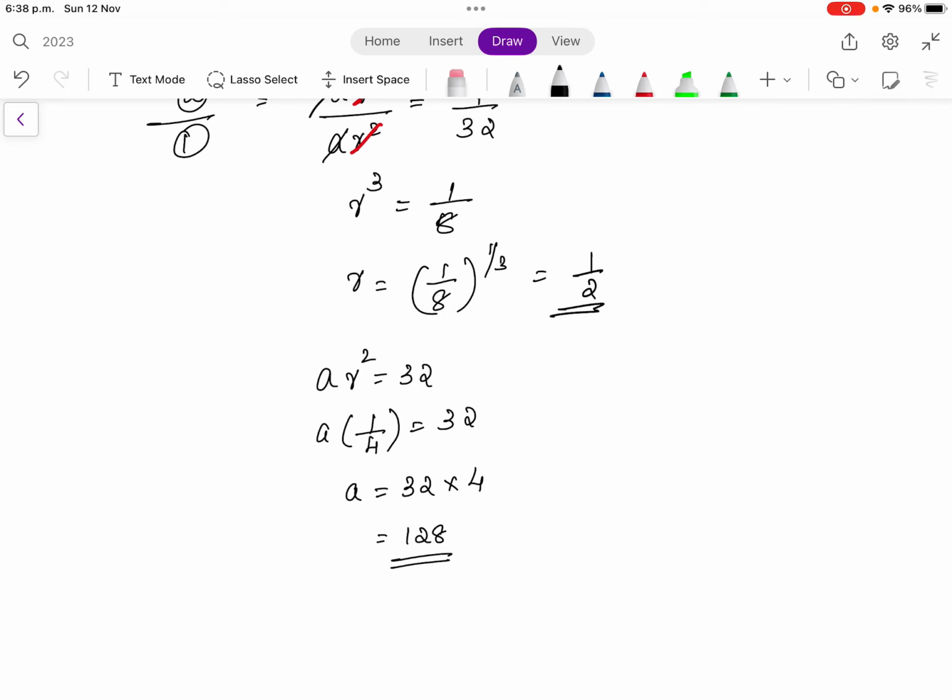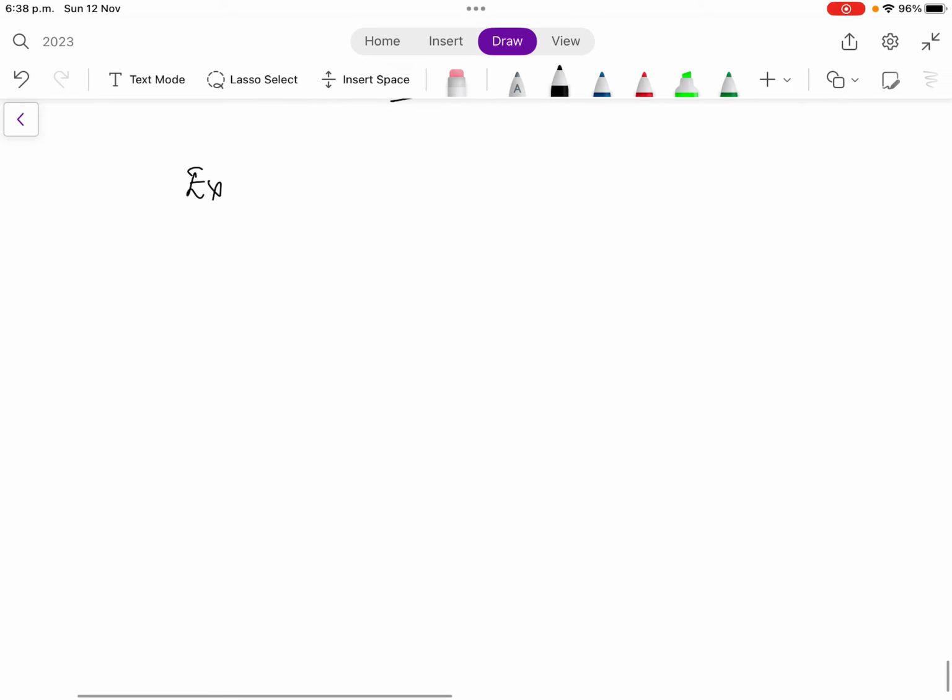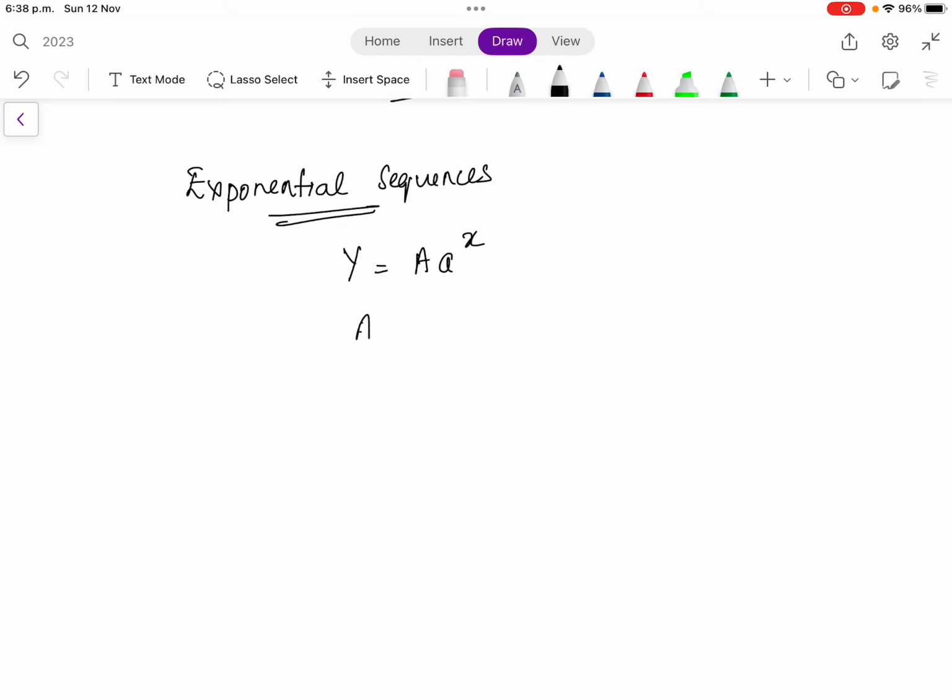Similarly, we can do other problems also. We will come back to that. So before that, let us work on exponential sequences. Sorry about that, it's not series, it is sequences. So exponential functions always take the form of y is equal to a times bˣ, where a is the initial value and b is the multiplier, or it is called the common ratio.